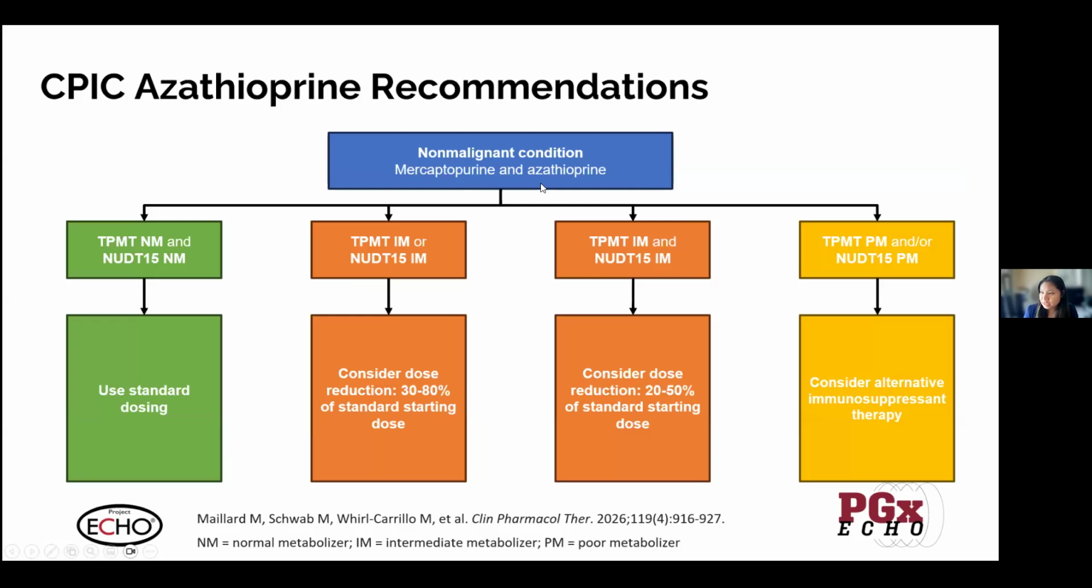The CPIC azathioprine recommendation. In the guideline, azathioprine was mentioned in a non-malignant condition with mercaptopurine. For individuals who are TPMT normal and NUDT15 normal metabolizers, the recommendation is to use standard dosing. If they are intermediate for either of the genes, then it's a 30 to 80% dose reduction. If they are intermediate for both of them, compound heterozygous, then the recommendation is a 20 to 50% dose reduction. And lastly, if they're a poor metabolizer for either, then it's considering an alternative agent in these scenarios.